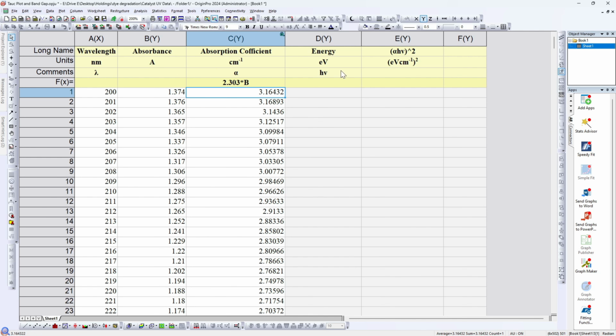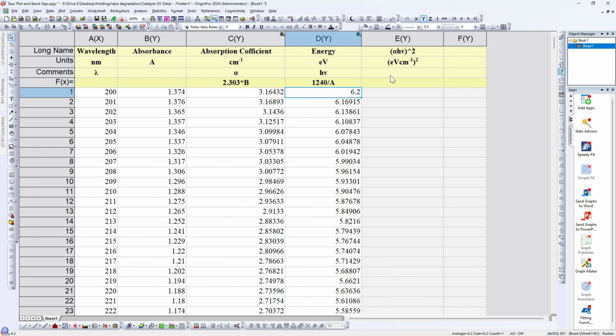Now to calculate the energy, whose unit is electron volt and is represented by h nu, the energy is equal to 1240 divided by lambda, which is column A.